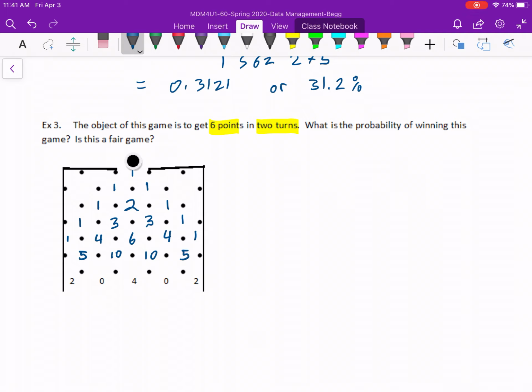So now it's not true Pascal's triangle anymore. It's changed slightly, but still using that concept. There's 5 ways to get here to the 2. There's 15 ways to get to the 0, 20 ways to get to the 4, 15, and 5. So these numbers here are the ones that we need to be looking at.